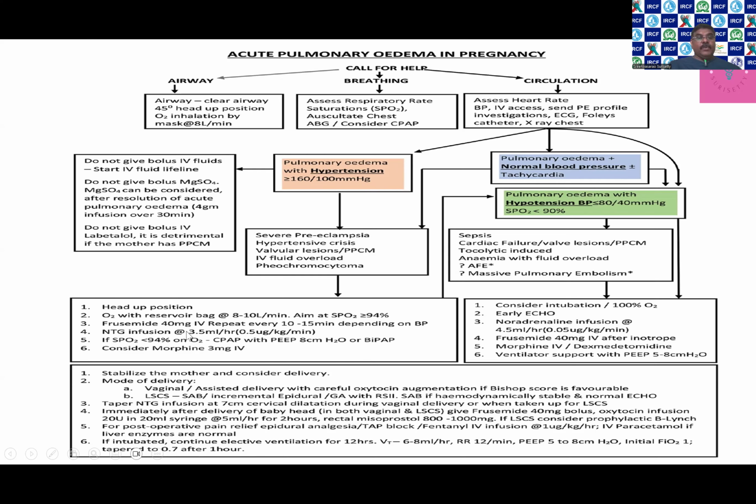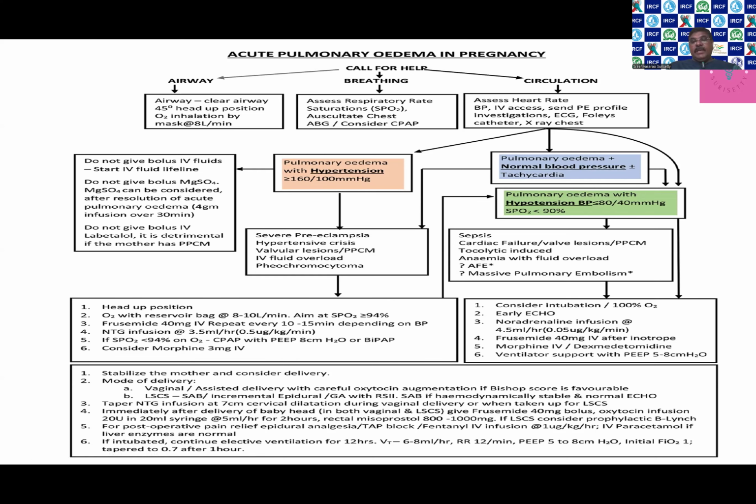So you have to give furosemide 40 milligrams IV, repeated every 10 to 15 minutes depending upon the blood pressure. And you have to take the help of NTG infusion at the rate of 3.5 ml per hour, that is 0.5 microgram per kg per minute. If the SpO2 is less than 94%, we have to take the help of CPAP with a PEEP of 8 centimeters H2O, or BiPAP, and you have to consider 3 milligrams IV morphine. If the patient is hypotensive, then you have to consider intubation to maintain the saturation.